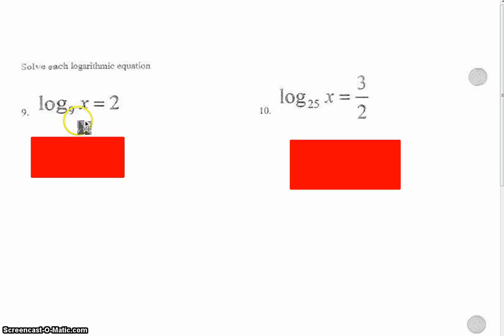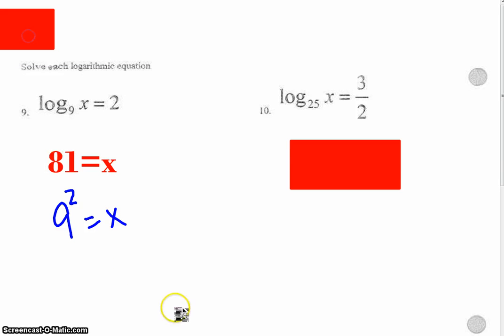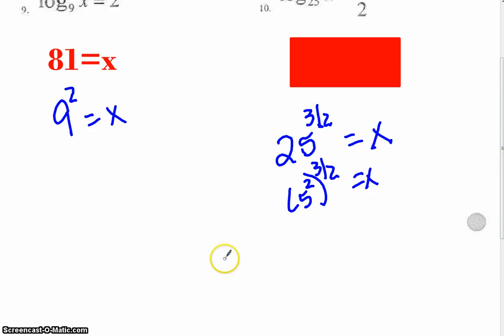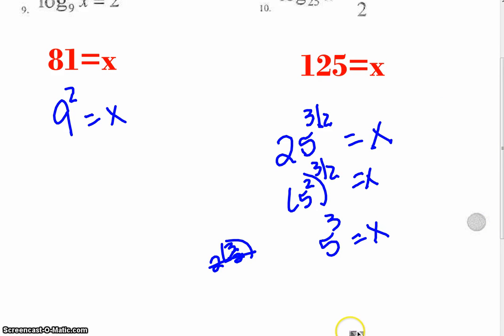So log base 9 of x is equal to 2. You would rewrite this: 9 squared is equal to x. You could punch that in your calculator and you would get 81. 25 to the 3 halves is equal to x. That's the same thing as saying 5 squared to the 3 halves is equal to x. You have to multiply your powers, and so 2 times 3 halves, your 2's cancel, and you end up with 5 to the 3rd is equal to x. And so you have 125.